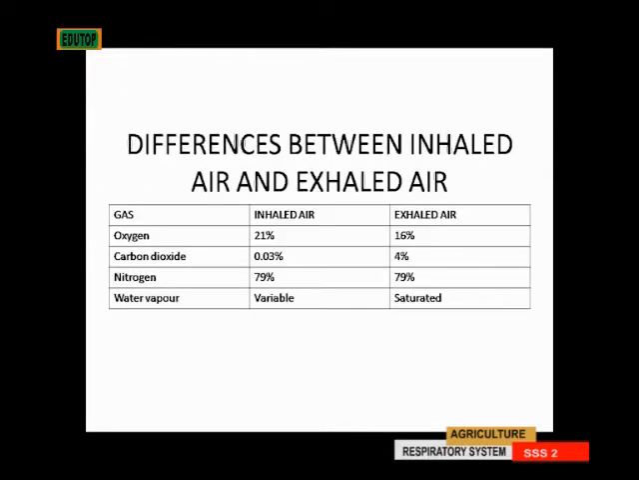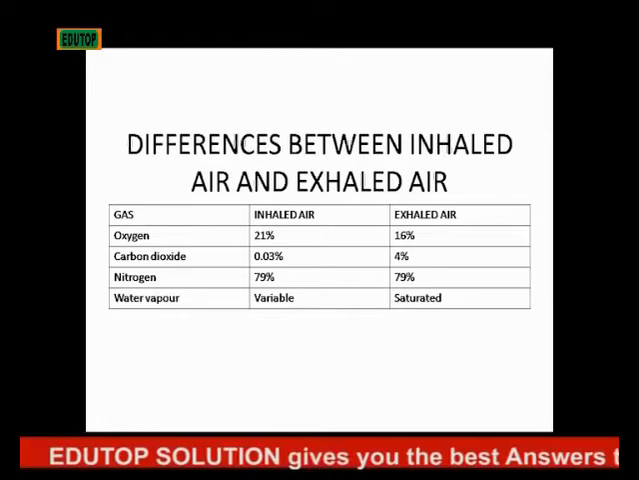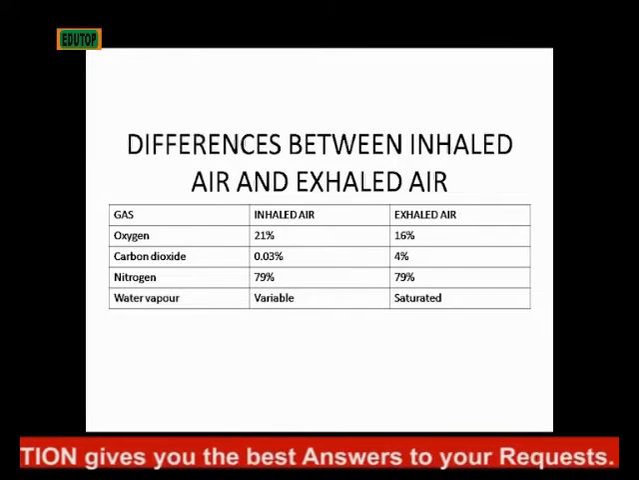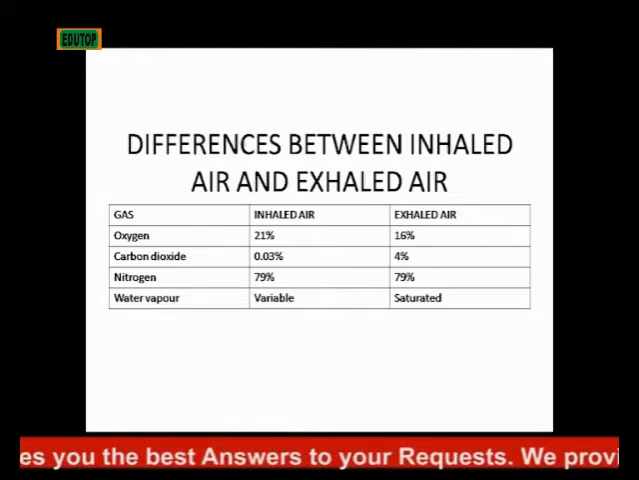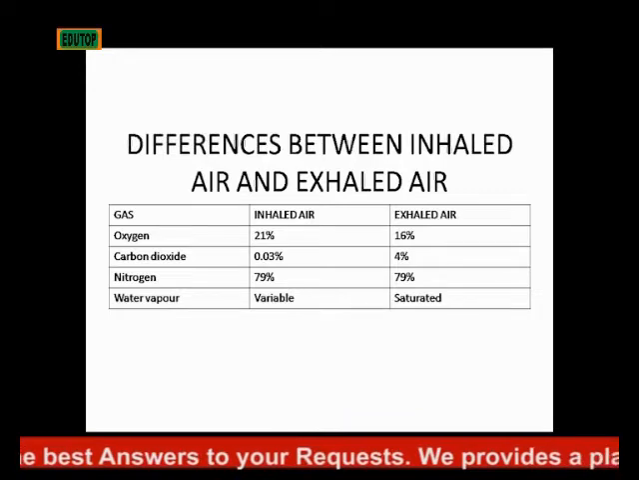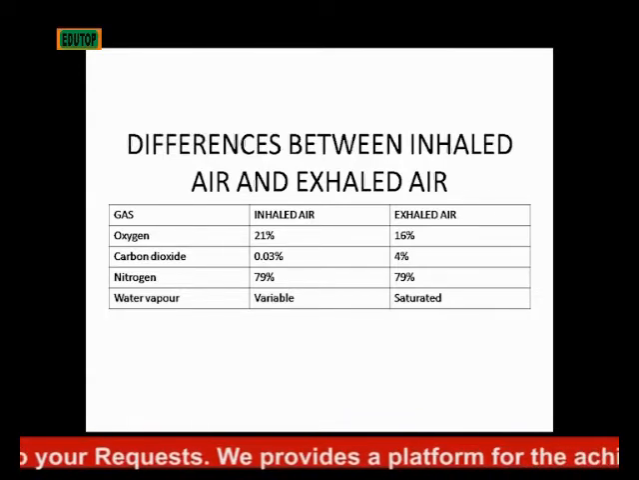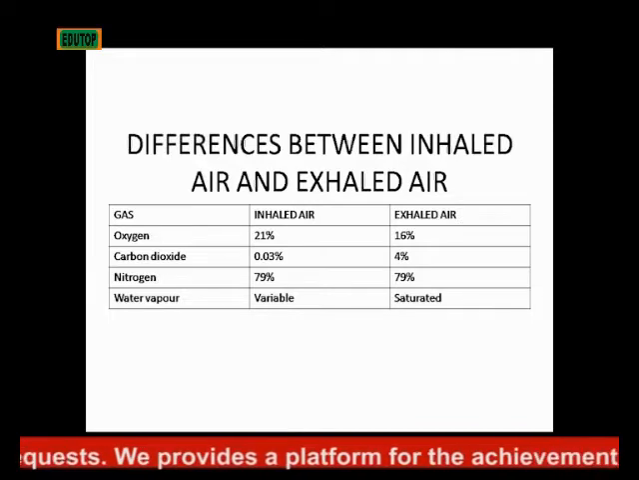Differences between inhaled air and exhaled air. Oxygen inhaled is 21%, but exhaled oxygen is 16%. Carbon dioxide inhaled is 0.03%, while that exhaled is 4%. Nitrogen is constant, 79% inhaled, 79% exhaled. Then water vapor inhaled is variable, while water vapor exhaled is saturated.